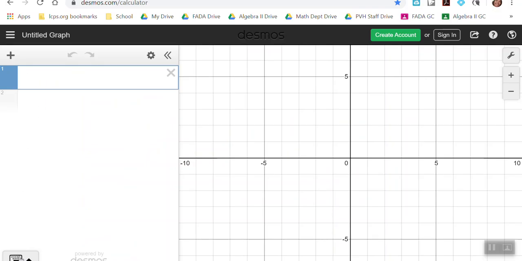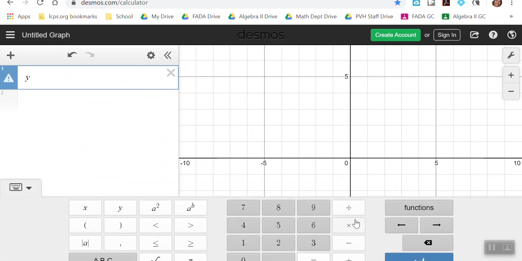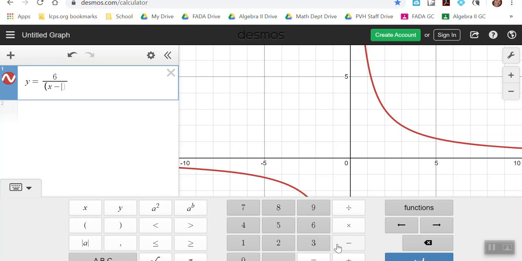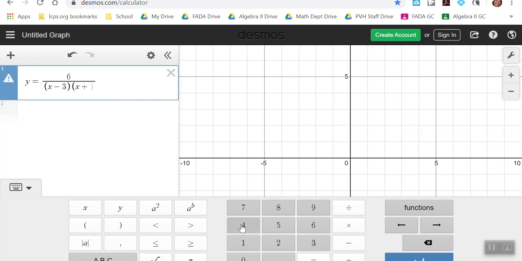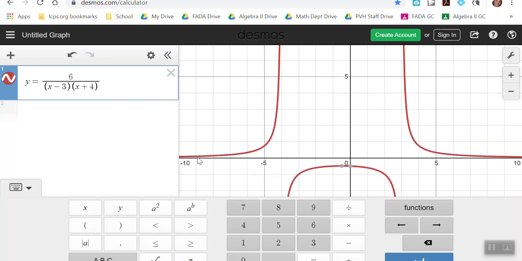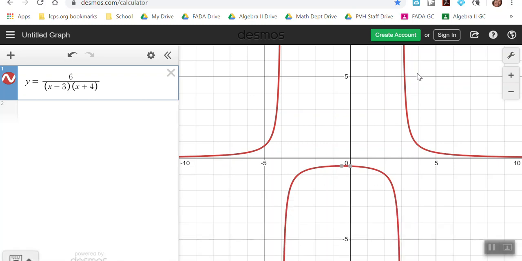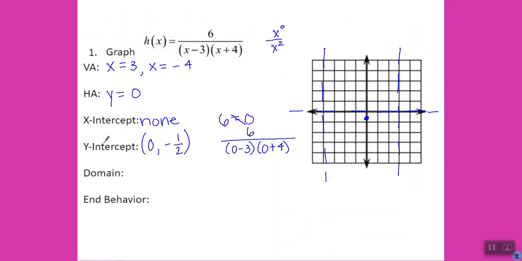So we're going to have y equals 6 over (x minus 3) times (x plus 4). So it's going to curve on the left. It's going to make sort of an upside down U shape in the middle, and then a curve on the right. So it goes something like that. U shape going through our negative 1/2, then a curve over here.